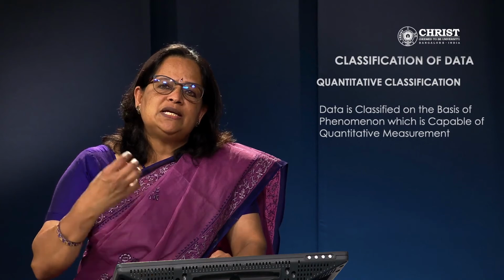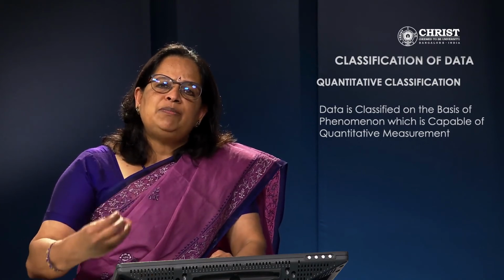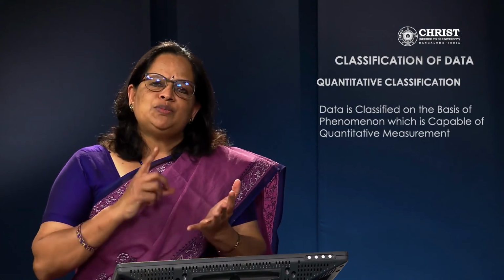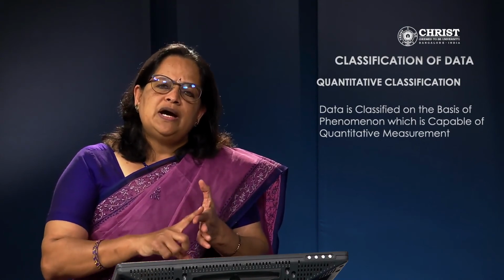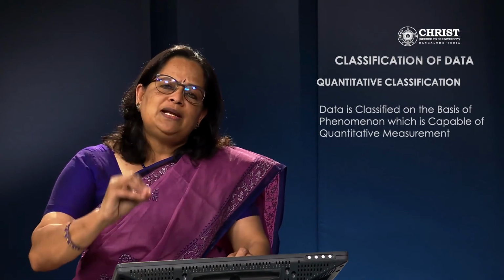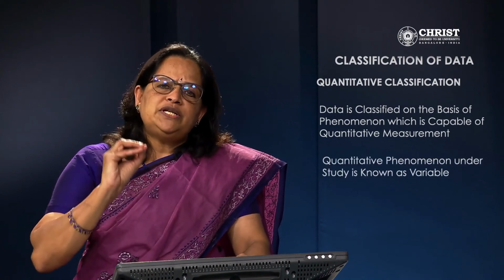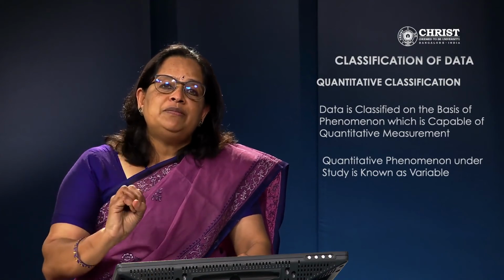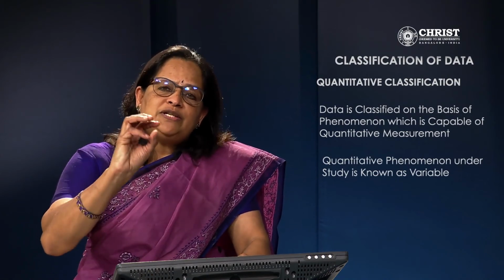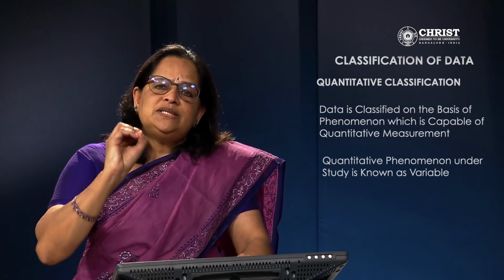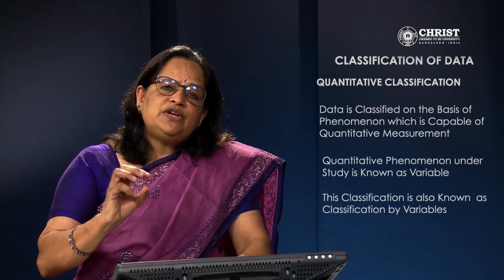Now we come to the last classification, that is quantitative classification. This is the most popular classification we are using, and it deals with numbers. We are directly measuring the values. The first point is, if the data is classified on the basis of a phenomenon which is capable of quantitative measurement. There are many examples: marks, income, expenditure, height, weight. All these we can directly measure in terms of numbers. The quantitative phenomenon under study is known as a variable. If you are studying marks, marks is the variable. So this classification is also known as classification by variables.